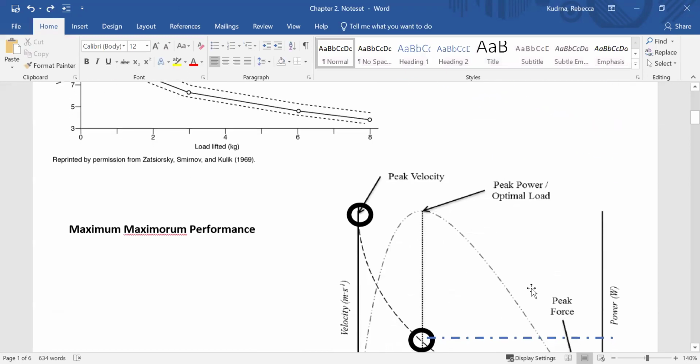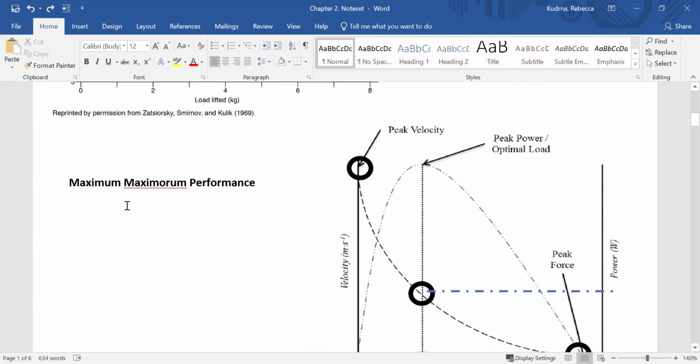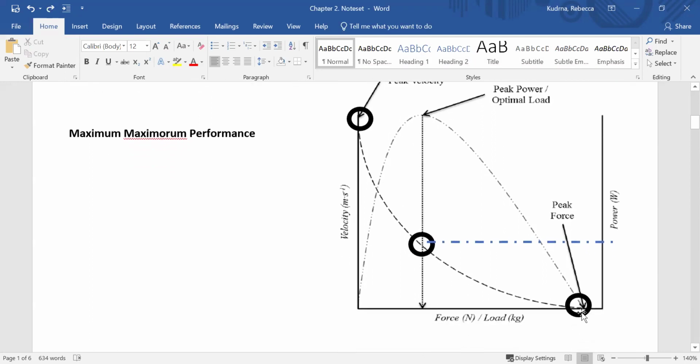Let's move on. Now, the new word for you today is maximum maximorum performance. This idea is essentially what are the movement characteristics that produce peak velocity, peak power, or peak force.